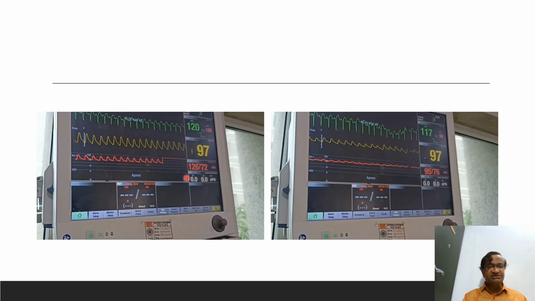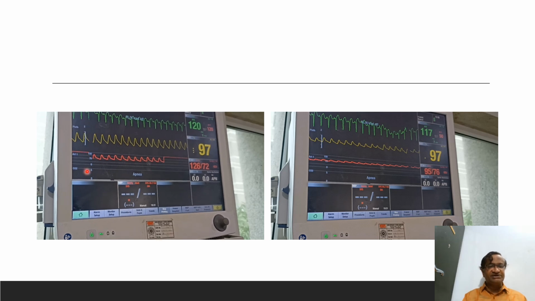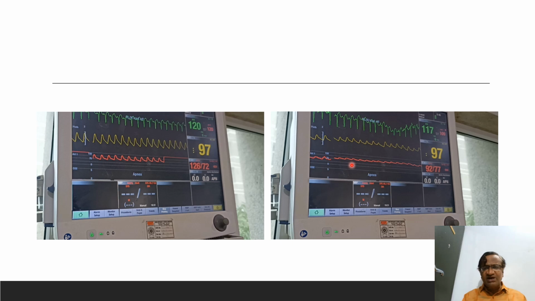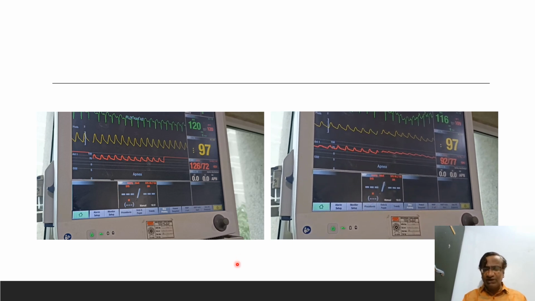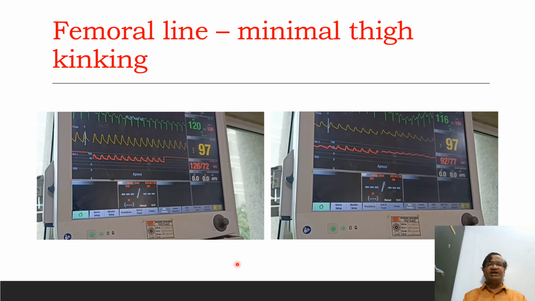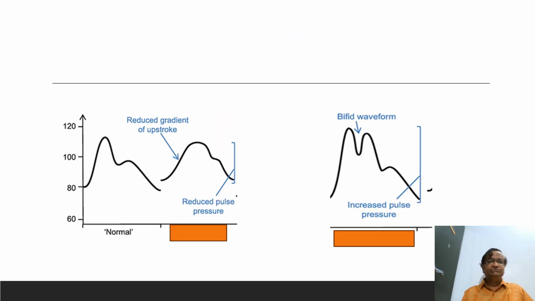You have flushed it. Now you see after flushing, the lines here, same lines here. Here it becomes better. Why? Because the femoral line was kinked in the groin. So see here, after removal of kinking, it is like this. So this is the normal wave.